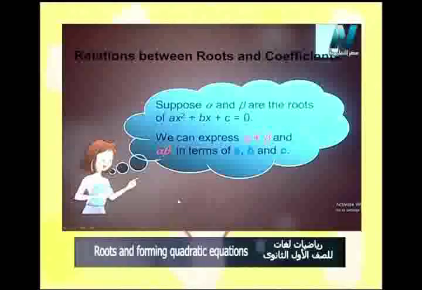Sum and product of roots. Yes, relations between roots and coefficients. Suppose alpha and beta are the two roots. And as we said, alpha, beta, or L, M, they are names of the two roots. So we have to deal with them all. Suppose alpha and beta are the two roots of the equation ax power 2 plus bx plus c equals 0. We can express alpha plus beta and alpha beta in terms of a, b, and c.